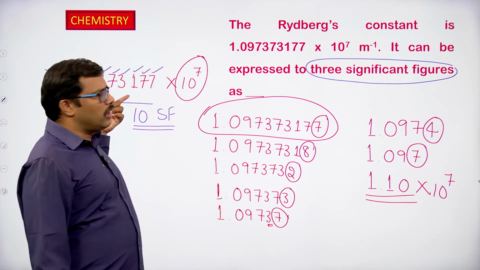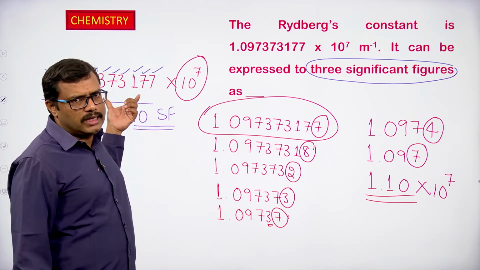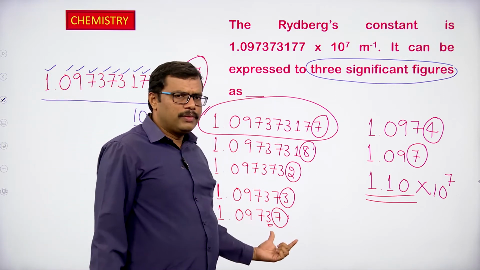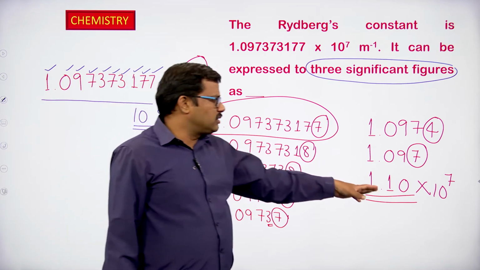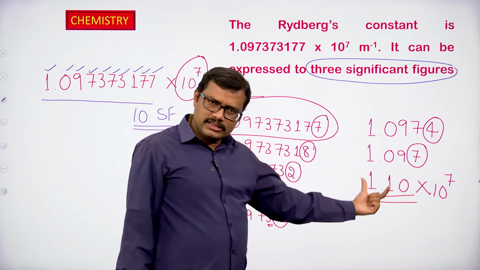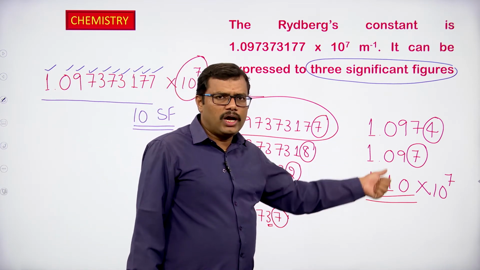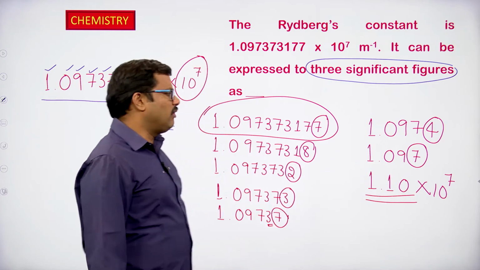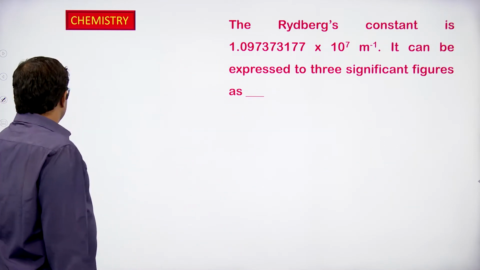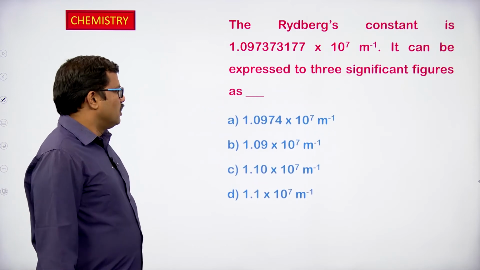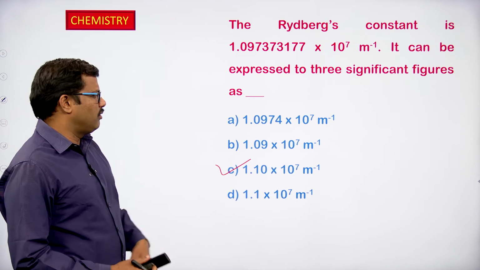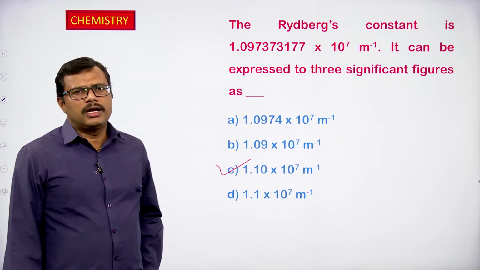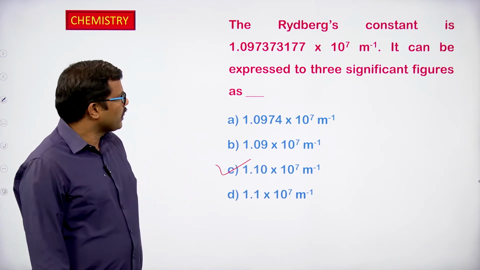So, first we have to look at the number of significant figures available in it, and we have to reduce one by one by following the rounding off rules, okay, and then express the value. So, the Rydberg constant having 3 significant figures is 1.10 into 10 to the power of 7. Okay. So, if you observe, 1.10 into 10 to the power of 7 meter inverse is the correct answer. Okay.